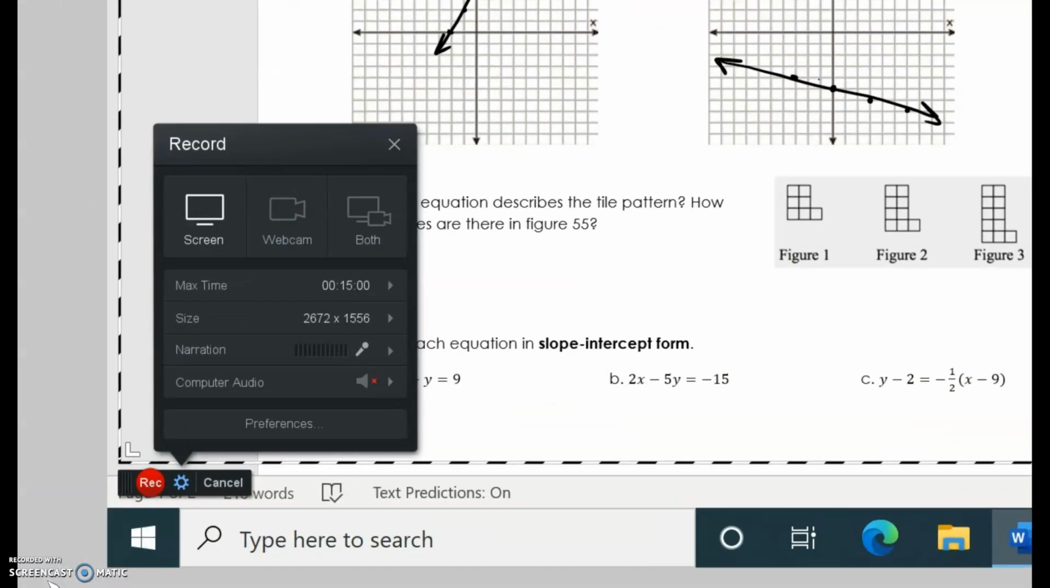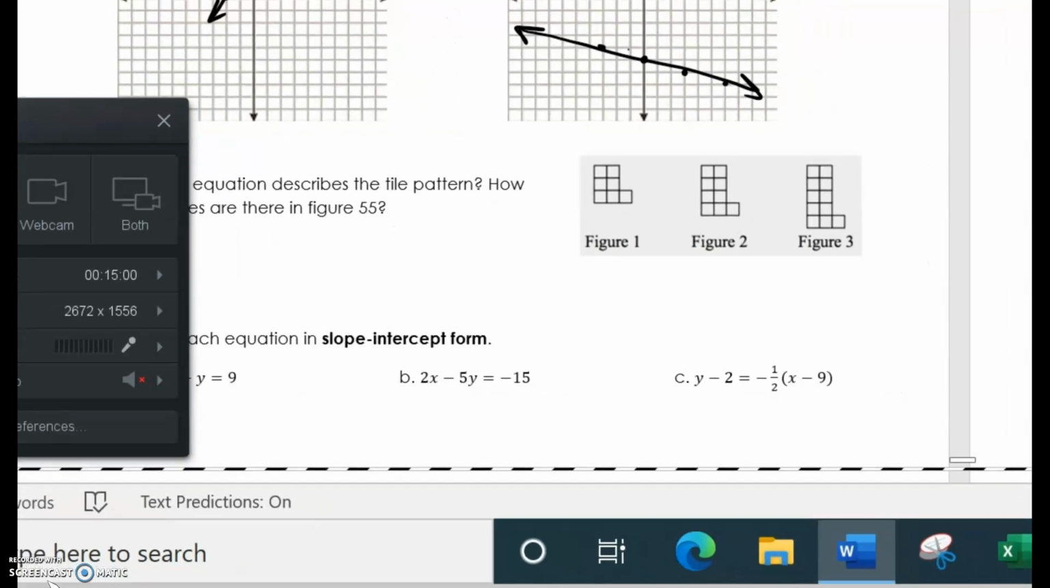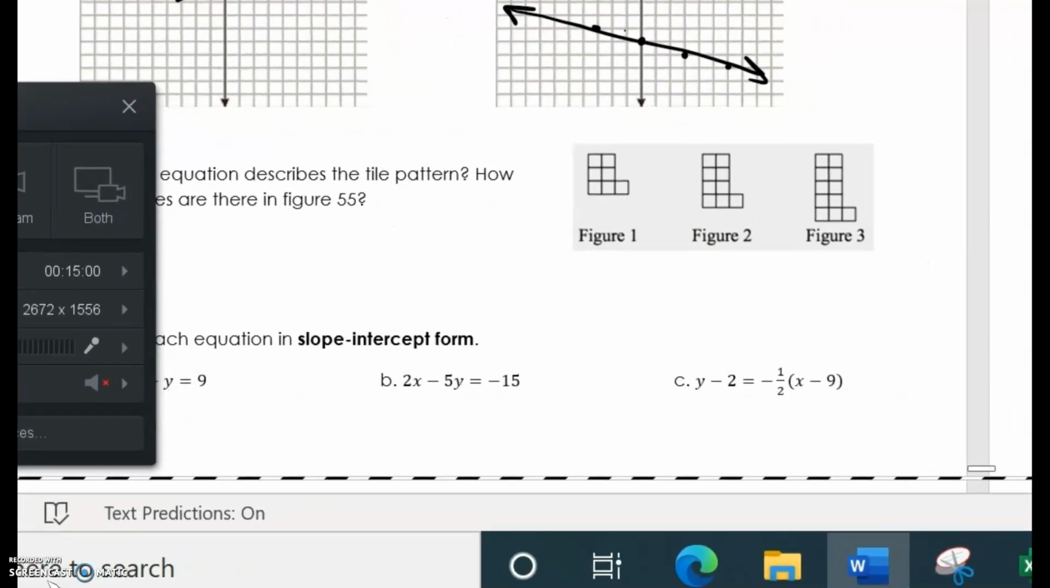All right, next question. It looks like I accidentally snipped something over it, but it's asking us what's the equation that describes the tile pattern. So here's my tile pattern. I'm going to start by counting the tiles. 1, 2, 3, 4, 5, 6, 7. 1, 2, 3, 4, 5, 6, 7, 8, 9. 1, 2, 3, 4, 5, 6, 7, 8, 9, 10, 11. So I can see that the growth is 2.